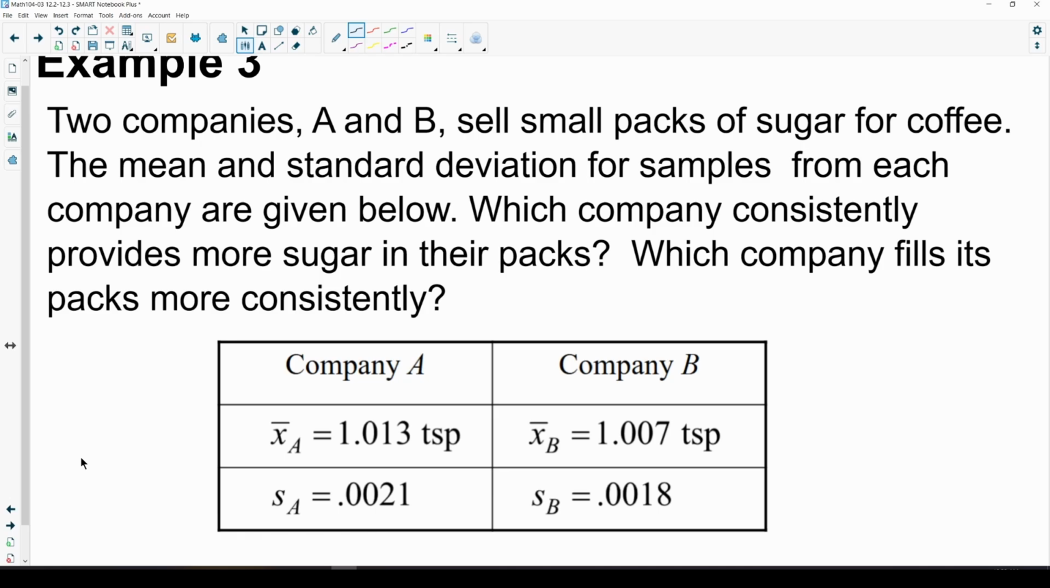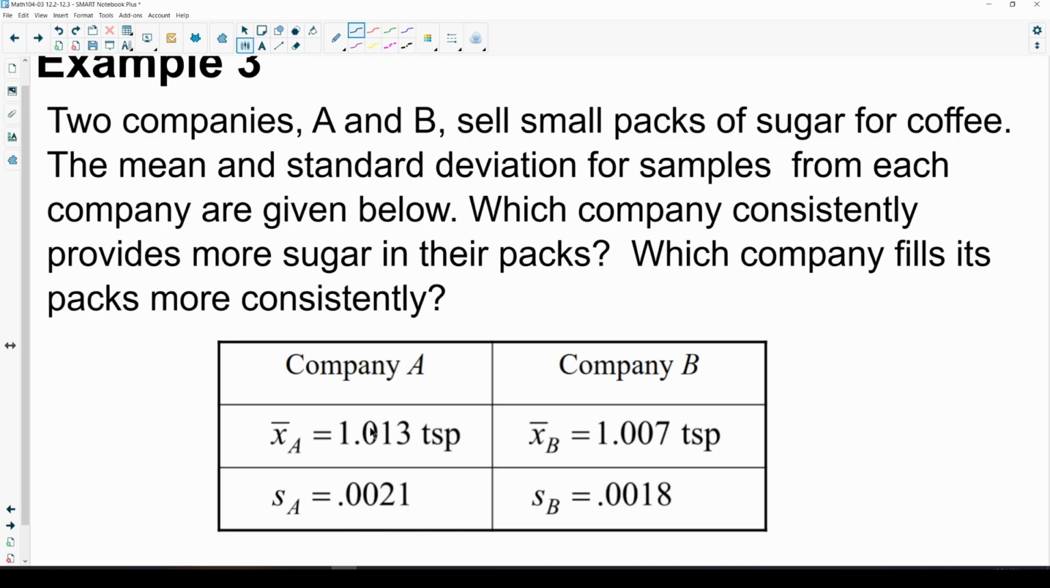Well, there are a couple of questions we could answer. We could answer and talk about which one's more consistent in providing more sugar in their packets. Well, if the average of company A's sugar per packet is 1.013 teaspoons, and the average for company B's packet is 1.007, well, the one who's giving us a higher average there is going to be giving us more sugar per packet. Company A is giving us more sugar for our coffee.